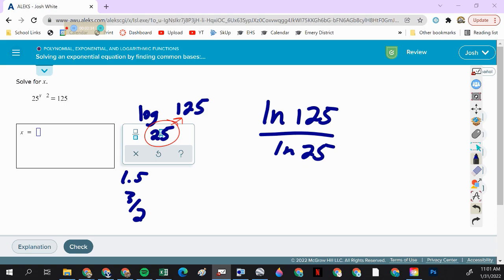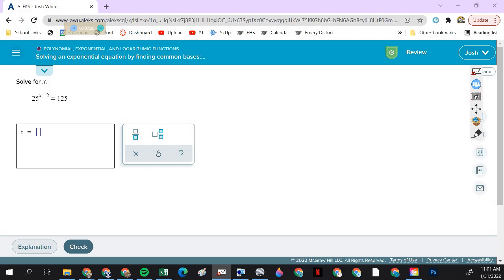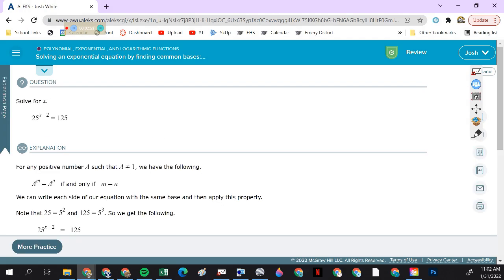So how do you go from 25 to 125? You take the square root and then you raise it to the third. So the square root of 25 is 5, and 5 to the third is 125. But you won't always be able to do that. All right, let's do another one.